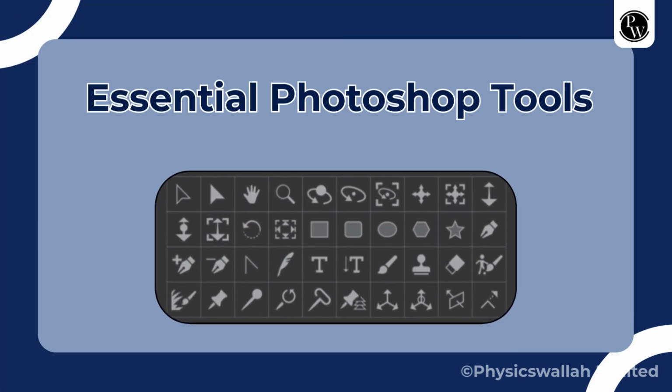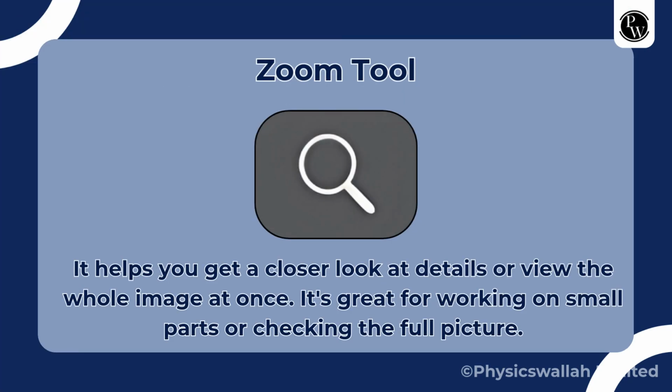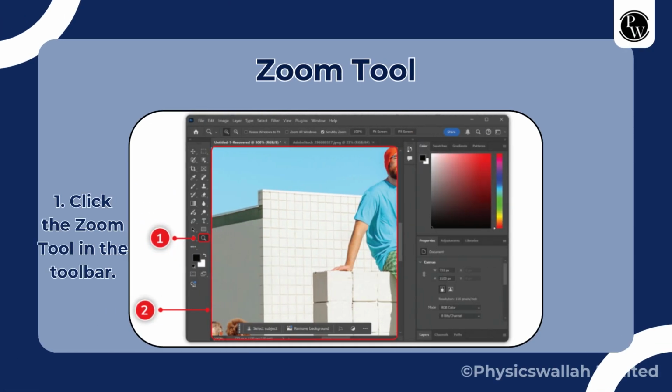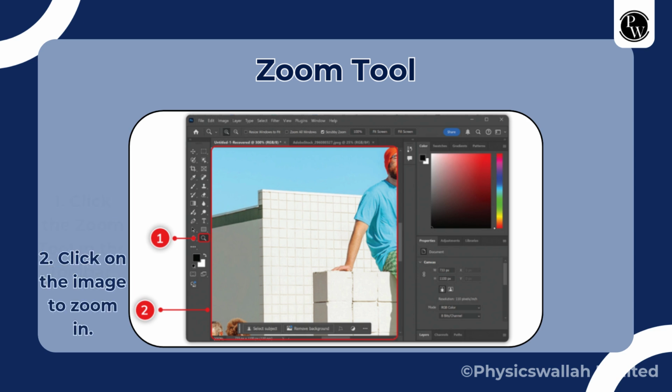Here are some key tools in Photoshop. Zoom tool helps you get a closer look at details or view the whole image at once. It's great for working on small parts or checking the full picture. Click the Zoom tool in the toolbar. Find the magnifying glass icon on the left side of the screen and click it.